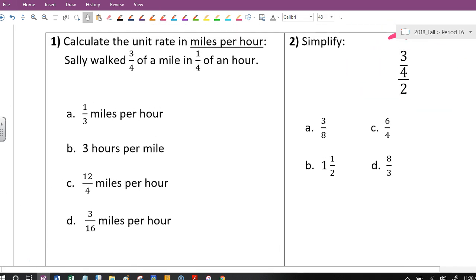Review. Calculate the unit rate in miles per hour. Sally walked 3. Okay, what would you do, Mr. Salty? So I did 3/4 divided by 1/4. Why did you divide? He divided because you have to find out how many times 3/4 goes into 1/4, which would require division.